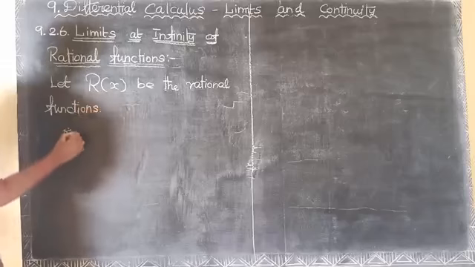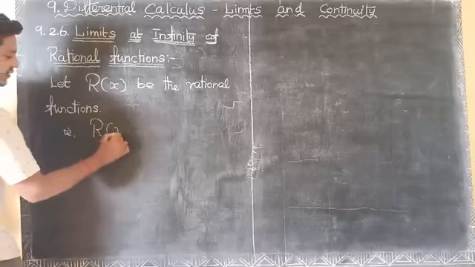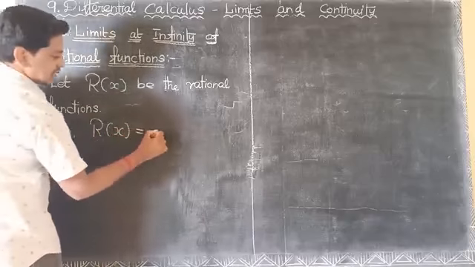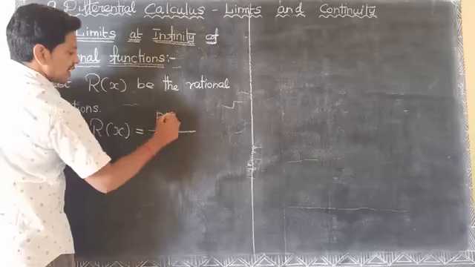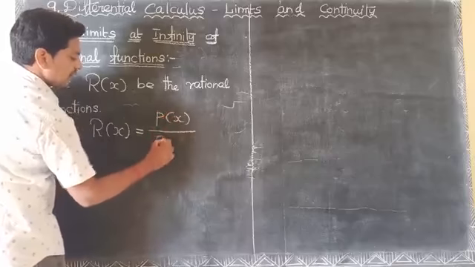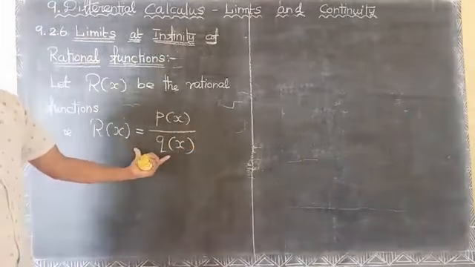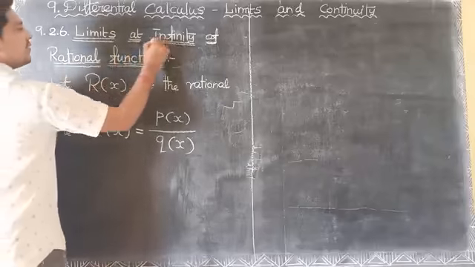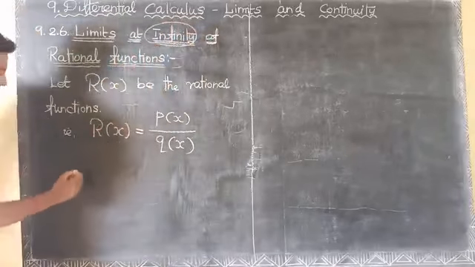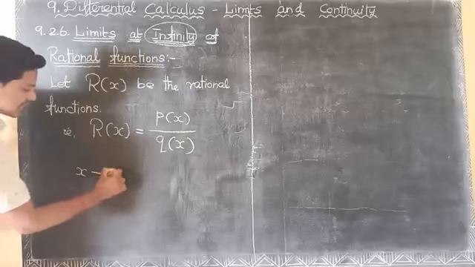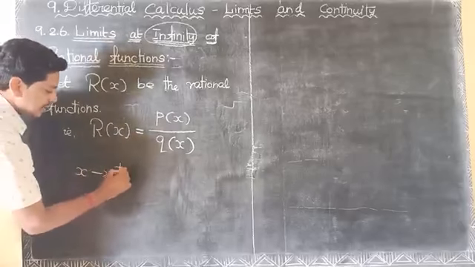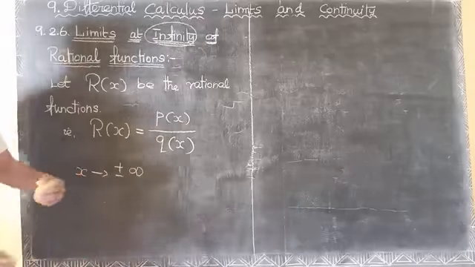That is r of x, which is equal to p of x divided by q of x. This is the rational function. Limits at infinity means x approaches x naught, that is plus or minus infinity, either one.